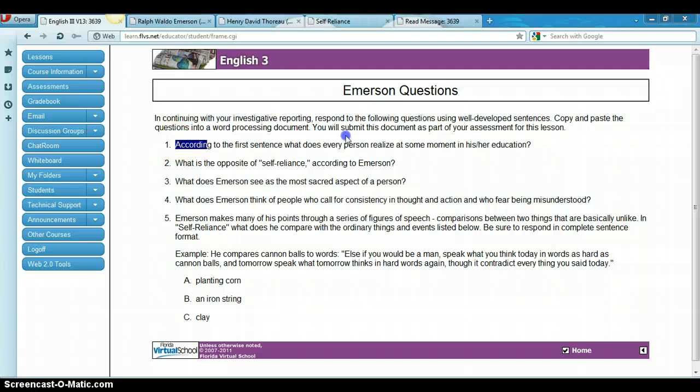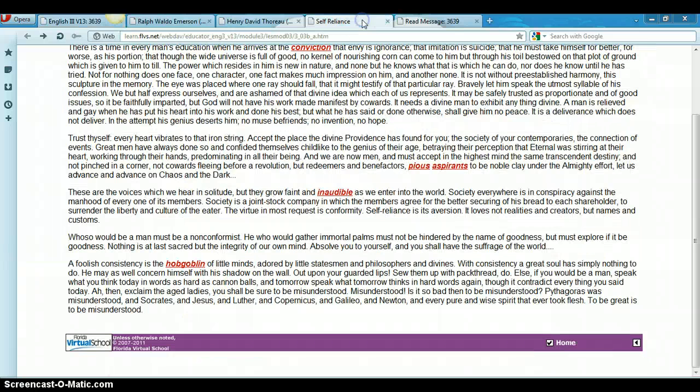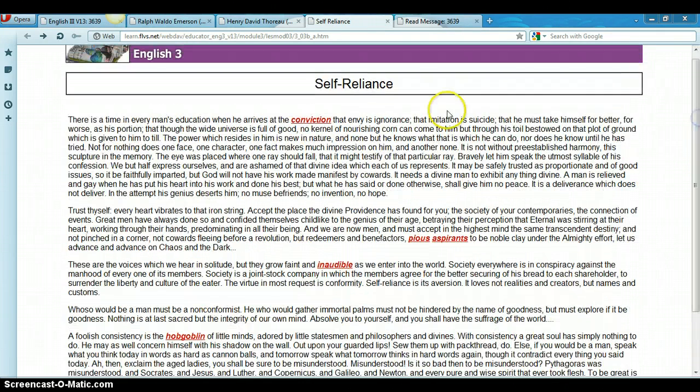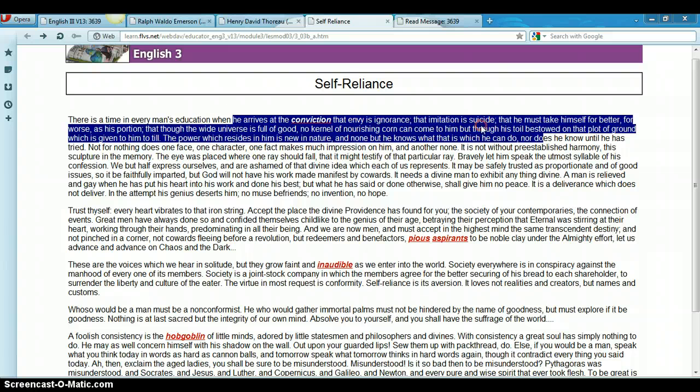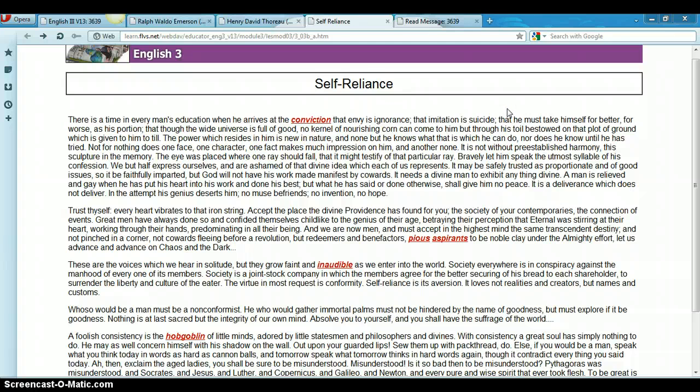the first question says, according to the first sentence, what does every person realize at some moment in his or her education? Here's what you should not do. Do not go to self-reliance and say, oh, here it is. He realizes all this stuff right here. Okay, so what I'm going to do, I'm going to copy and paste that because that's my answer. That does not tell your teacher what it is you truly understand. This tells your teacher that you can find something, but not that you understand it. And remember, we're at a point in your education where we want to make sure that you understand and can re-explain your thoughts in written words.